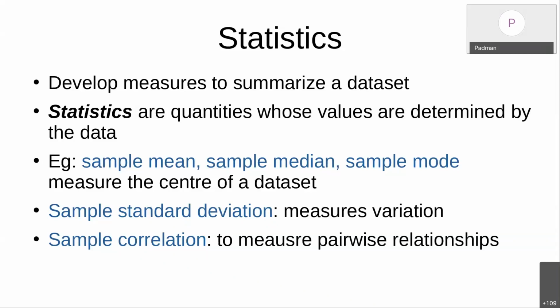You must have already heard of mean, median, mode, standard deviation, and correlation, right? But here I've told you this is sample mean, sample median, and sample mode. So why did I put the word sample in front of all this? In other words, what is the difference between mean and sample mean? Can somebody guess?